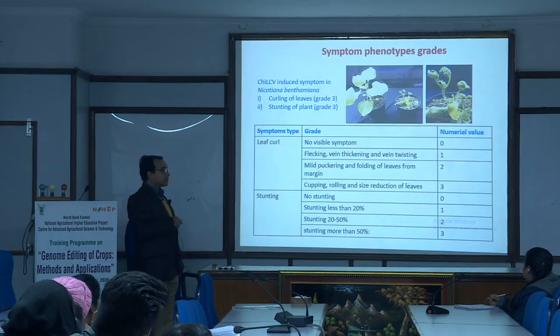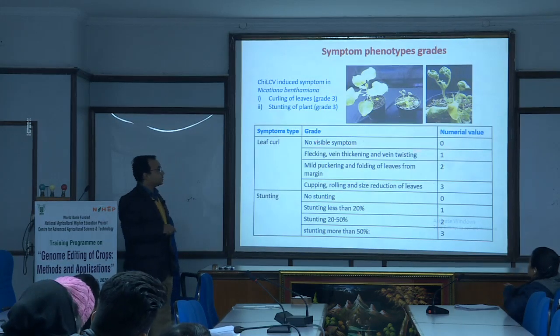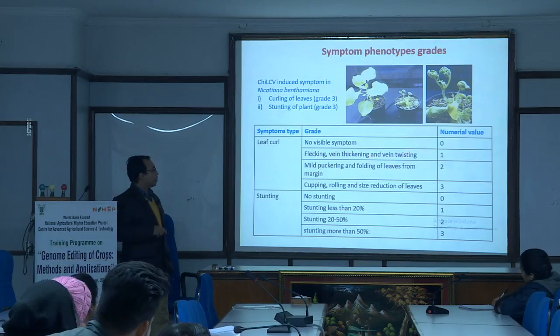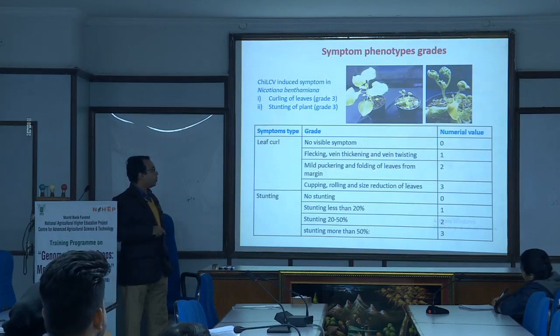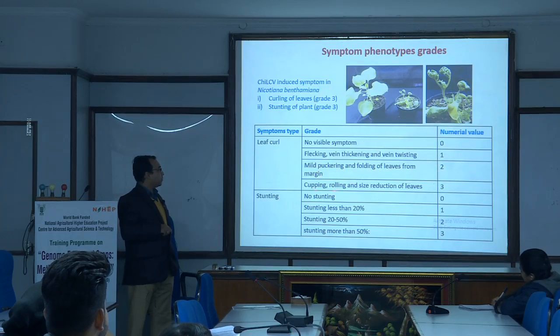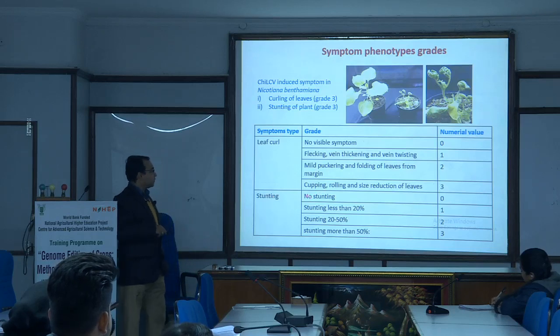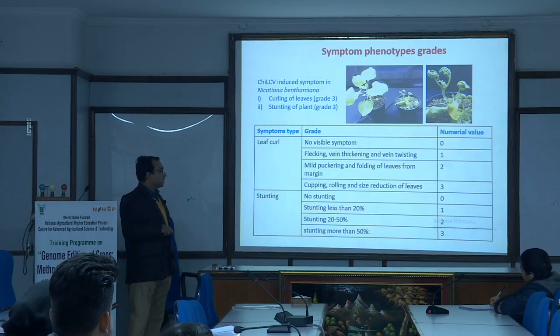What are these grades? In the leaf curl, if there is no visible symptom, we give grade 0. Flaking, vein thickening and vein twisting is 1, mild puckering and folding of leaves from the margin is 2, and cupping, rolling or size reduction of the leaf is 3. Similarly, in stunting, if there is no stunting, 0; stunting less than 20%, 1; stunting 20 to 50%, 2; and stunting more than 50%, 3. So, these are the symptom categories.